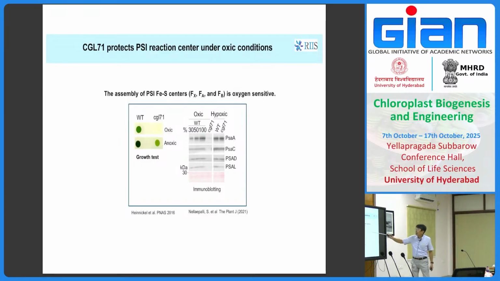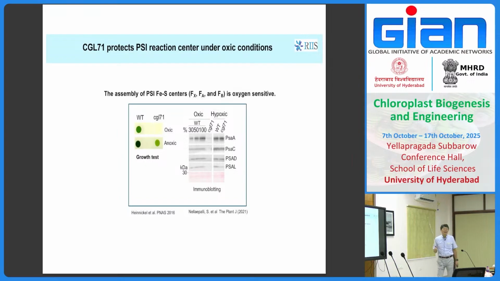This is a photoautotrophic condition. The cell didn't grow. But in anoxic condition, it grew photosynthetically. So somehow this mutant is sensitive to the presence of oxygen. And PS1 works well in the absence of oxygen. So PS1 must be very sensitive.